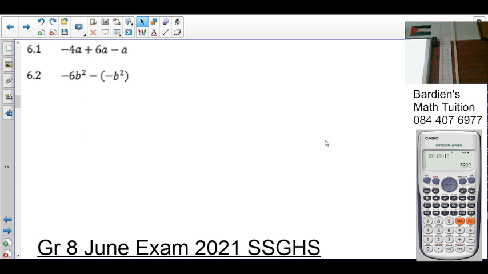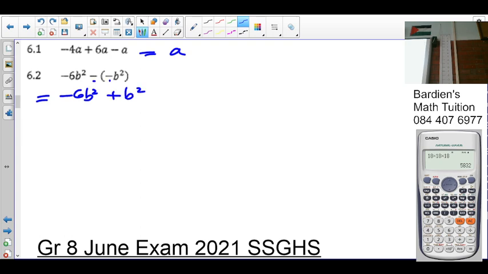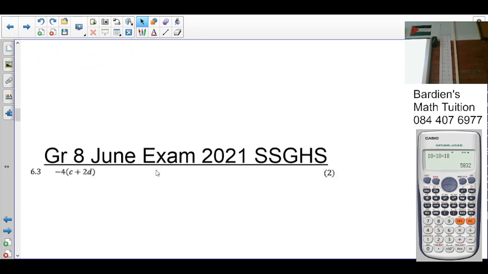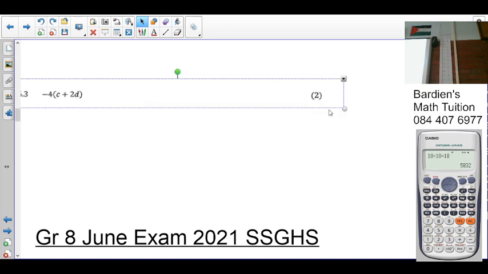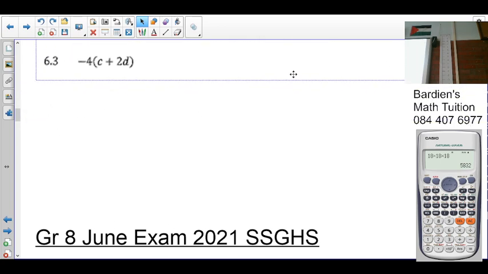People, negative 4a plus 6a minus a. So negative 4a plus 6a is 2a. 2a minus 1a. Next. Negative 6b squared. What's negative times negative? Positive. b squared. So what is minus 6 plus 1? Negative 5 b. Squared? Why squared? Yes, the variables stay the same. Right, next. People, relax your bones.